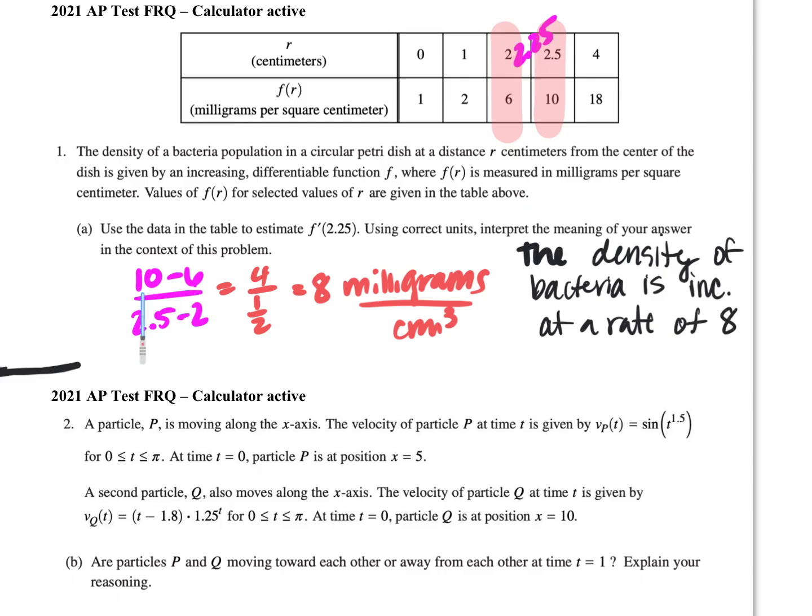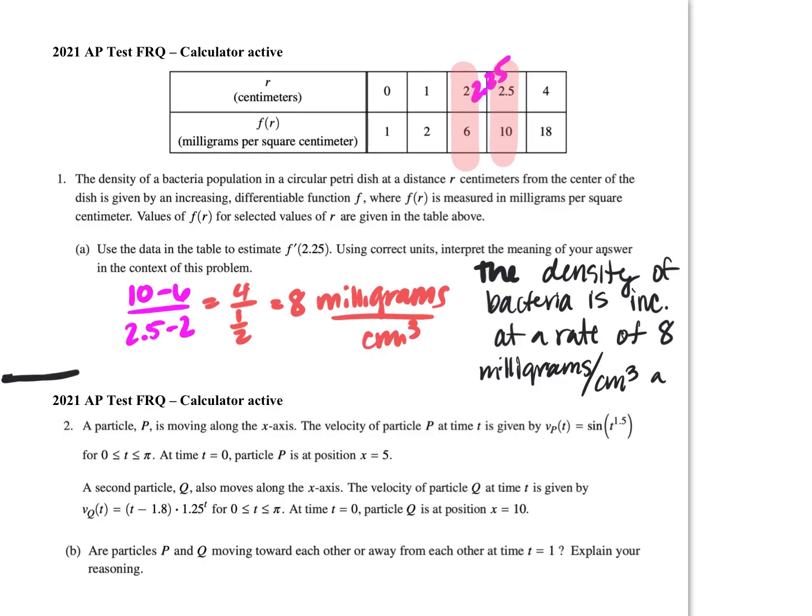The density of bacteria is increasing at a rate of, I'm going to say 8. Maybe you just put this pink answer right here instead of 8 because you didn't want to simplify it. You could totally put the pink answer right there. Milligrams per centimeter cubed at, instead of T, I should have said R equals 2.25 centimeters. It should have been the rate, the density, the rate, wow. The rate the density is increasing. Yeah. The rate, the density of the bacteria is increasing at a rate of, you're right. I should have had a rate twice because this was a rate.